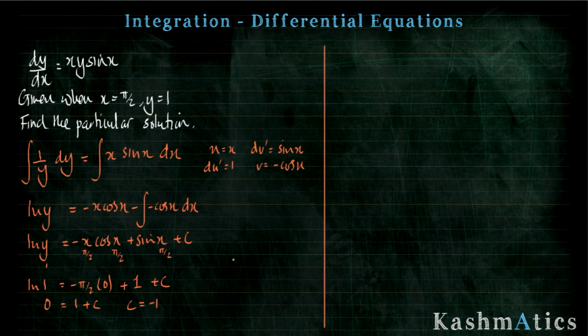So I can rewrite this line over here as ln y equals minus x cos x plus sine x, take away 1. And I think I'd probably just leave it there, because the only other thing I can do is say y is equal to e to the power all of this, but I think that's a bit more complicated than it is already. So that there is a perfectly acceptable form for the final answer.